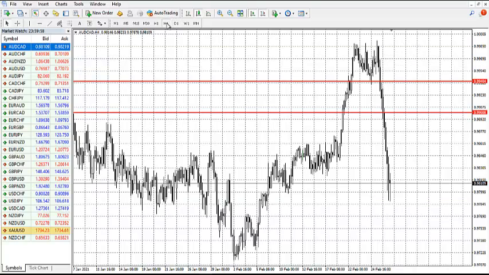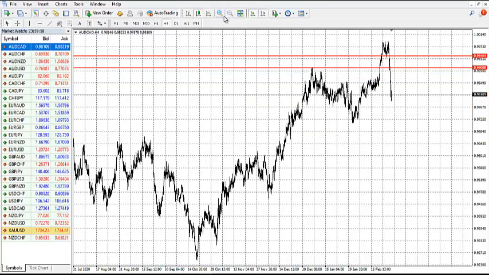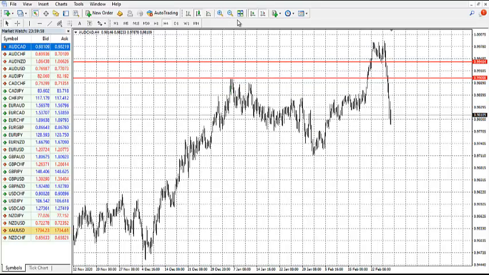Then let's go to H4. Let's check what we have on H4. Well, on H4 we can see that the trend seems to be a continuous trend. That means we still have a chance to milk the market at least up to this region here.